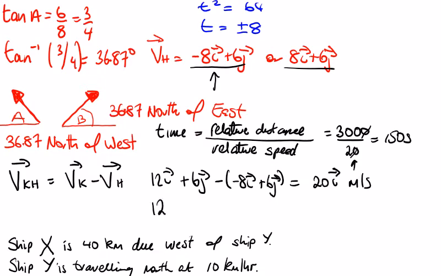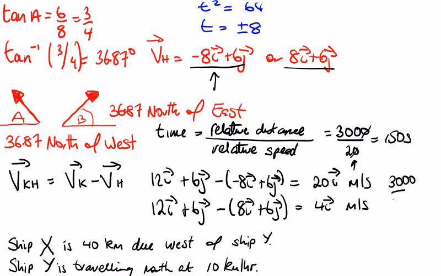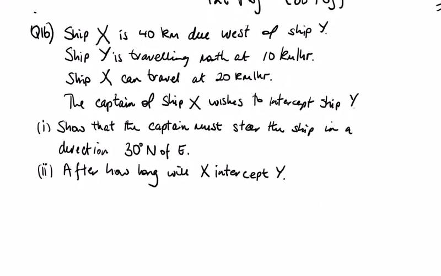And our next one is 12i plus 6j minus 8i plus 6j. And that's going to give me 12 minus 8, just 4i meters per second. So we're going to get 3,000 divided by 4, which is 750 seconds. Okay, let's look at 16.